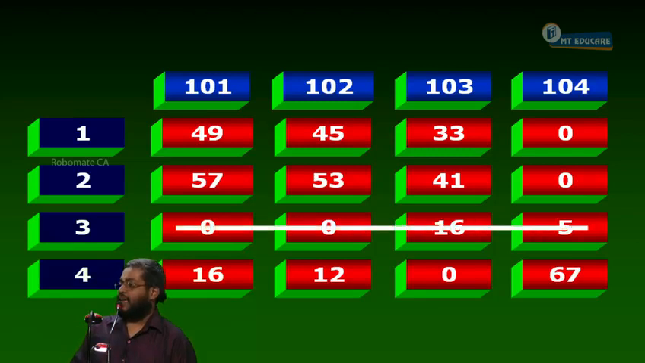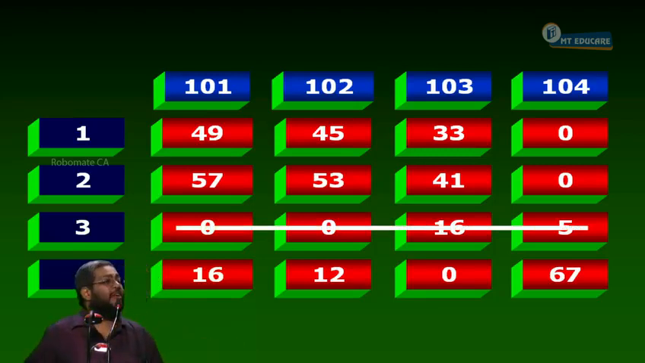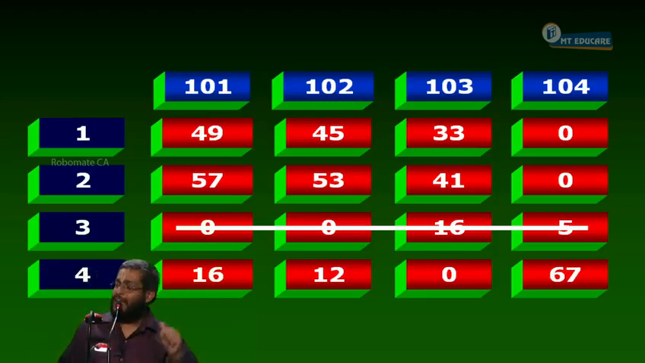Now, I just drew against the row. If you want, you can draw against the column. I don't deny it. Okay, draw against the row. Tell me, is there any other row with 2 zeros? No. Any column with 2 zeros? Yes. Which column? Last column.